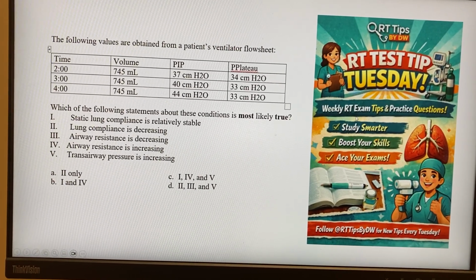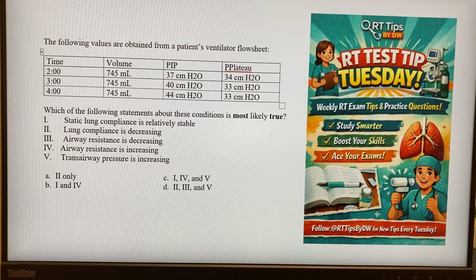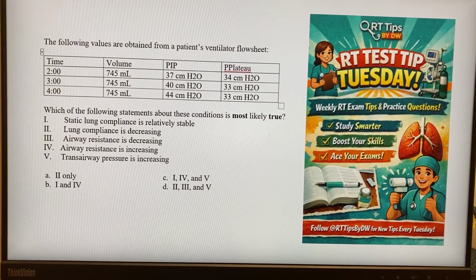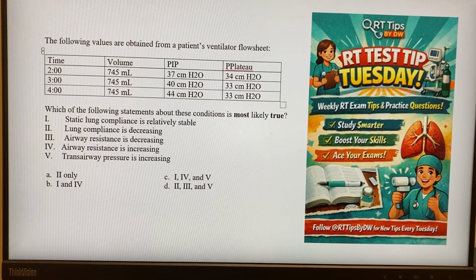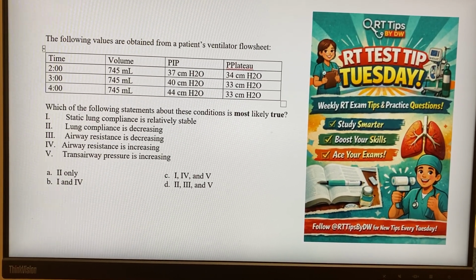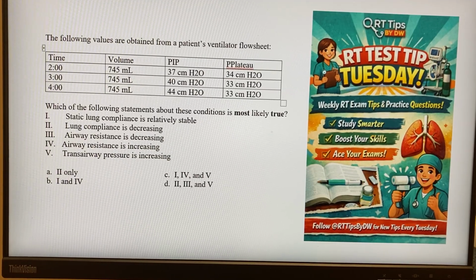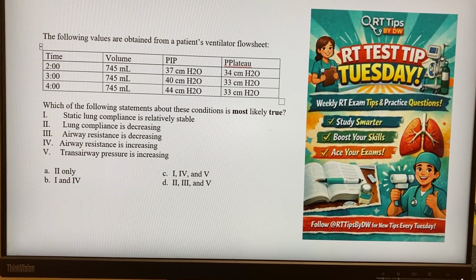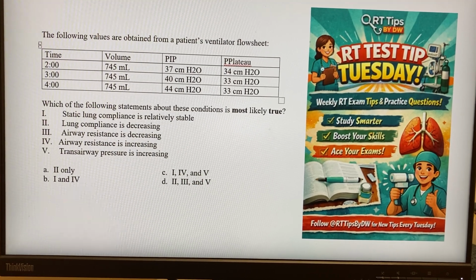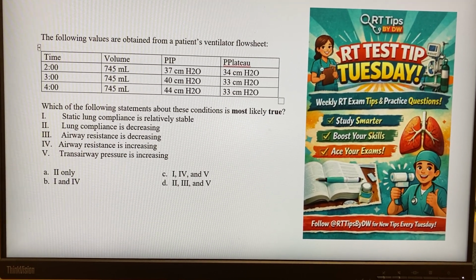So if we take a look at this particular question, we can see that the following values are obtained from patient ventilator flow sheet data. At 2 o'clock, 3 o'clock, and 4 o'clock, we see that our tidal volume is 745 milliliters, while our peak inspiratory pressure at 2 o'clock is 37 centimeters of water pressure. Our plateau pressure is 34 centimeters of water pressure. We'll also notice that at 3 o'clock and 4 o'clock, our tidal volumes are 745 milliliters each.